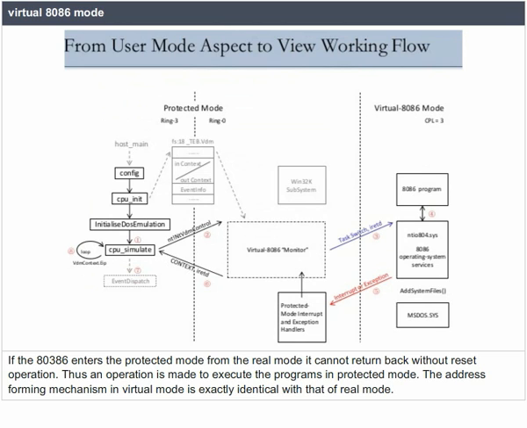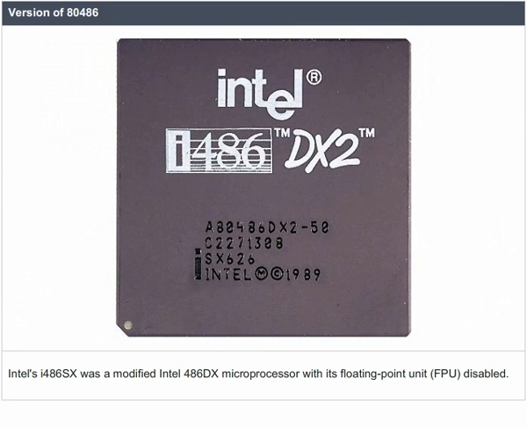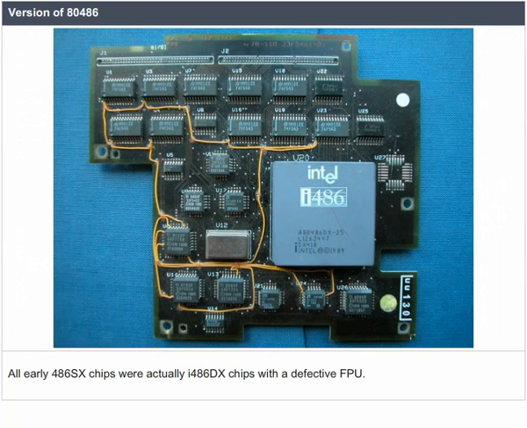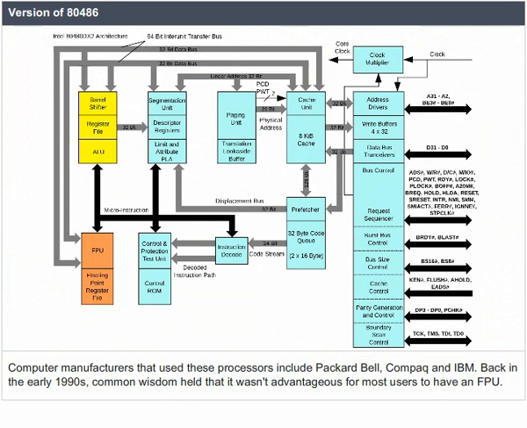Versions of 80486. Intel's i486SX was a modified Intel 486DX microprocessor with its floating point unit (FPU) disabled. All early 486SX chips were actually i486DX chips with a defective FPU. If testing showed that the central processing unit was working but the FPU was defective, the FPU's power and bus connections were destroyed with a laser and the chip was sold cheaper as an SX. If the FPU worked, it was sold as a DX. Computer manufacturers that use these processors include Packard Bell, Compaq, and IBM.